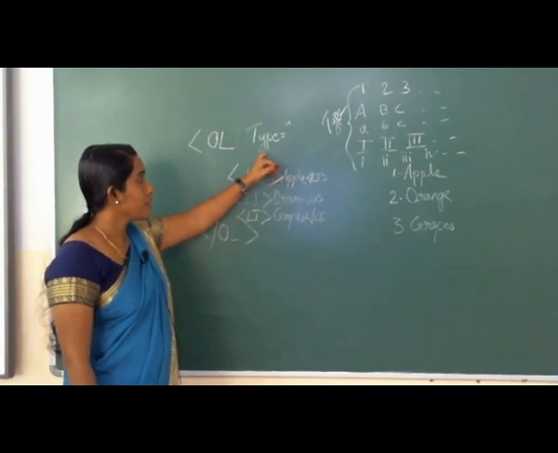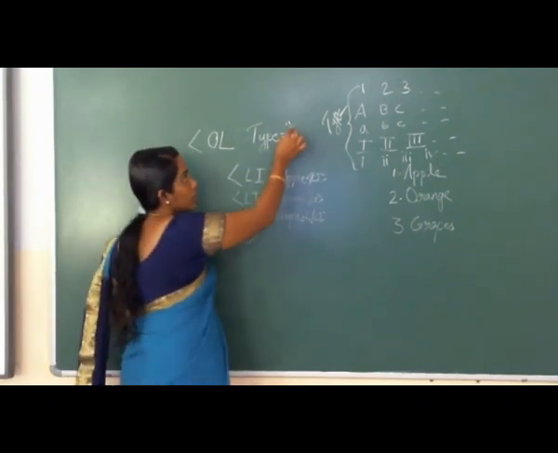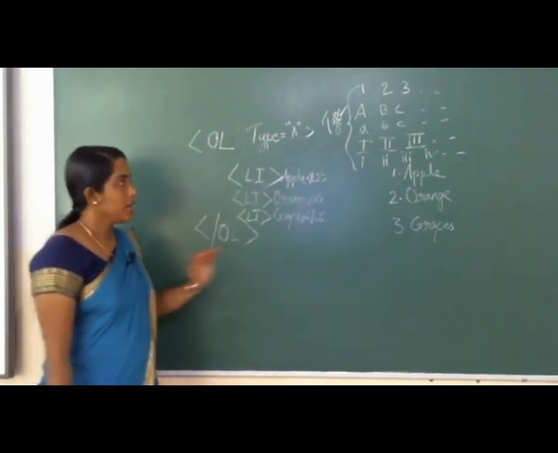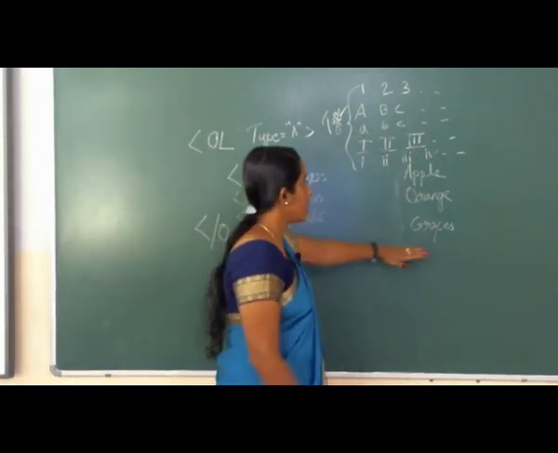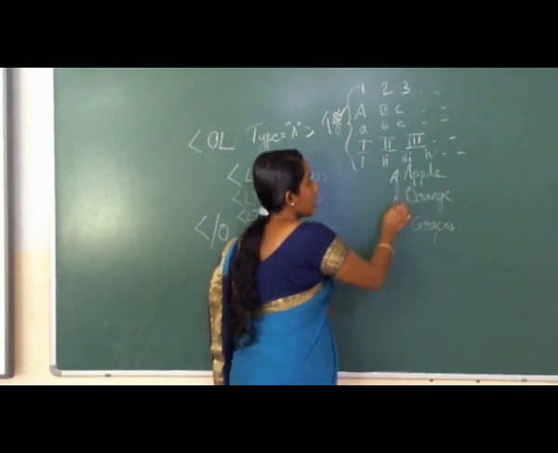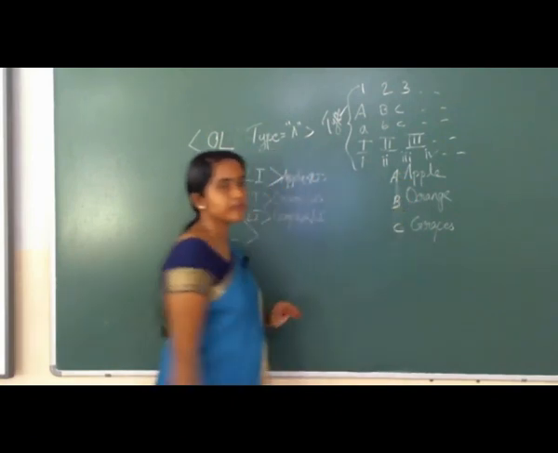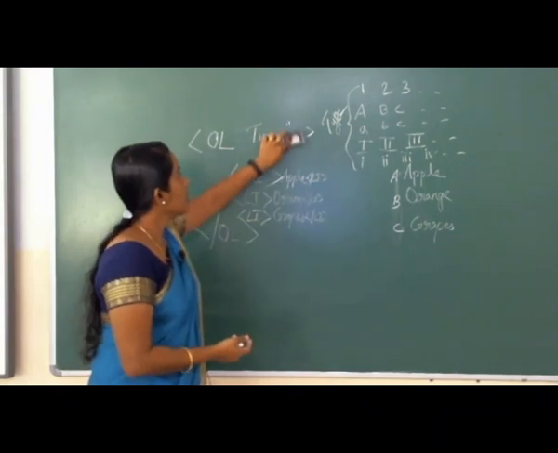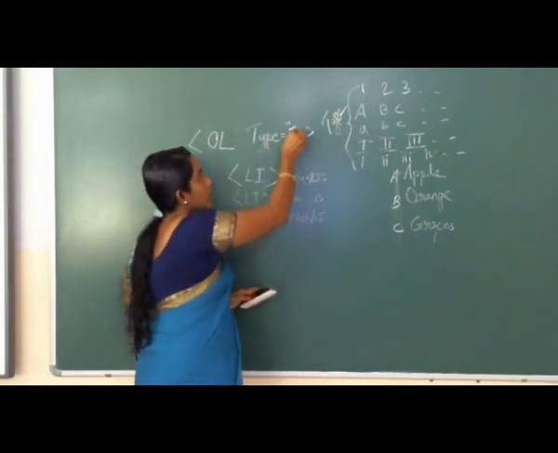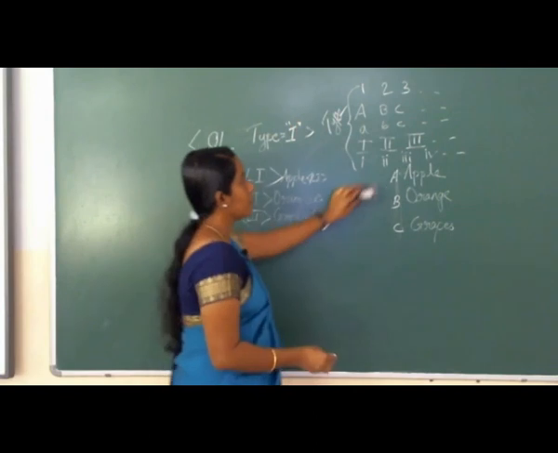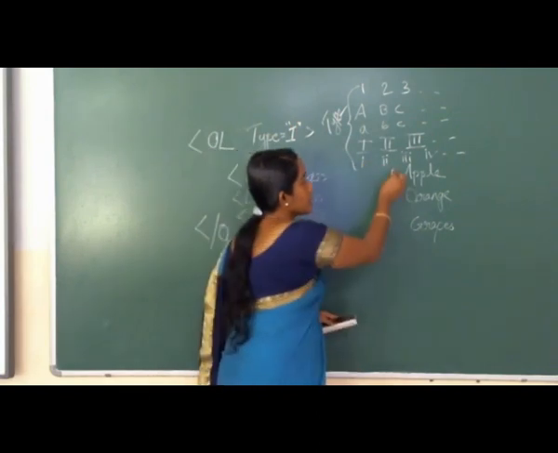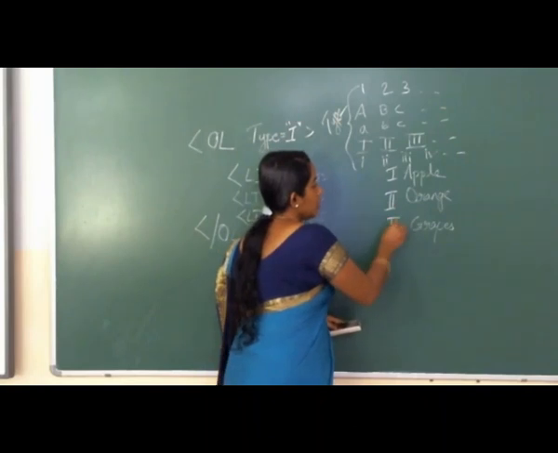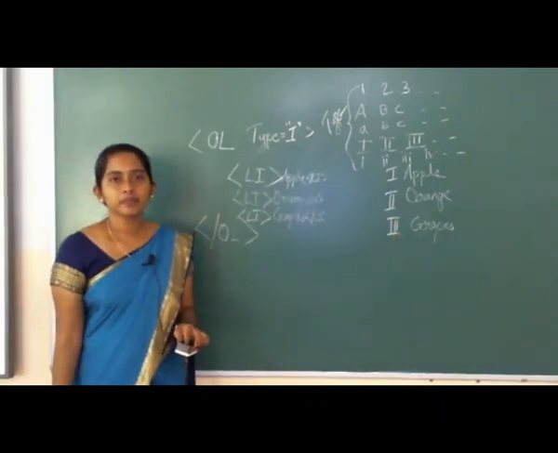Okay. So here if we mention type equal to capital letter A, what will happen? Instead of 1, 2, 3, here you can see A, B, C. Otherwise, if we give here Roman letter I, what will happen? In the output you can see Roman letters I, II, III.